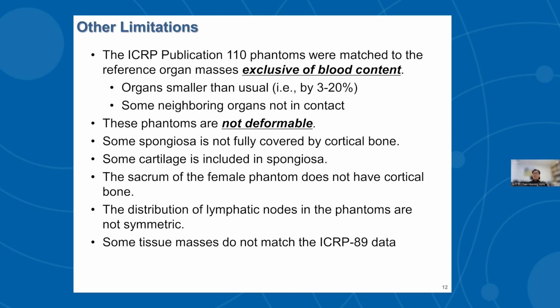There are some more limitations. First, the ICRP Publication 110 reference phantoms were matched to reference organ masses exclusive of blood content, not inclusive. So all organs are smaller than usual, by about 3 to 10%. And some neighboring organs are not in contact, which can cause errors in self-calculations for weakly penetrating radiation, such as electrons and low-energy photons. And these phantoms are not formal.